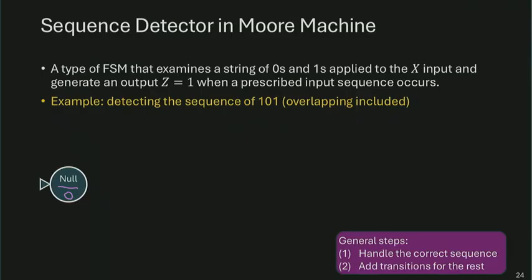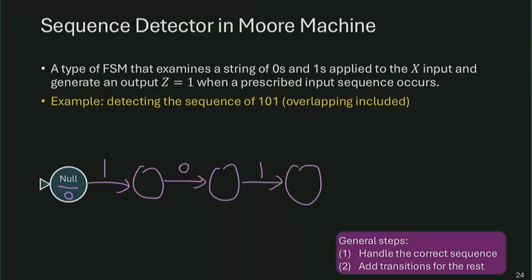And if in the next 3 cycles I get a pattern of 1, 0, and 1, my output should be 1, right? Telling me that I've just seen that pattern in the past 3 cycles. And this is the correct path. Let me use a different color so that it's a little bit brighter.